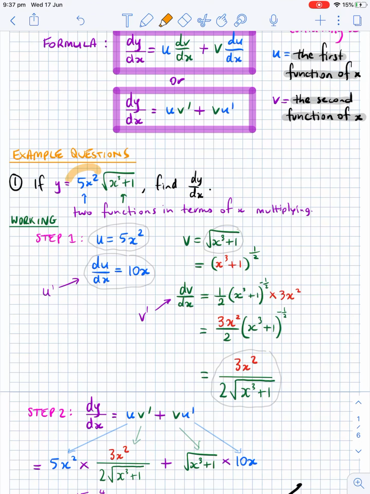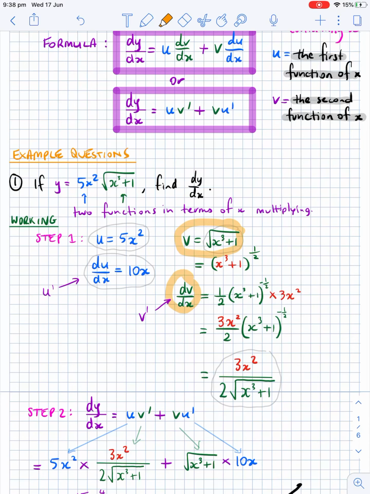Okay, so first up, we let u equal this part. So u is equal to 5x squared. That's the first part. That's 1 out of 4 done for our formula up here. Next is v. v is equal to the square root of x cubed plus 1. So that's the second one done. We've done 2 out of 4 so far. Now we need to find the derivatives of both of these things. So du dx is going to be the derivative of this, which is going to be 10x. So that's the third one done. We've done 3 out of 4 so far.